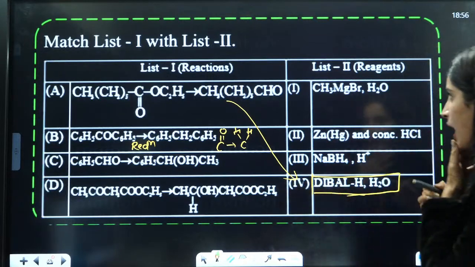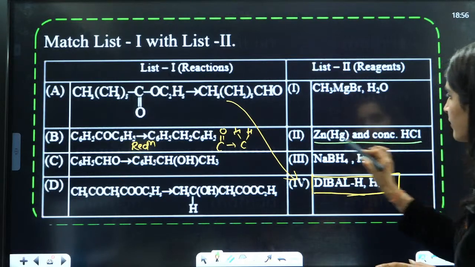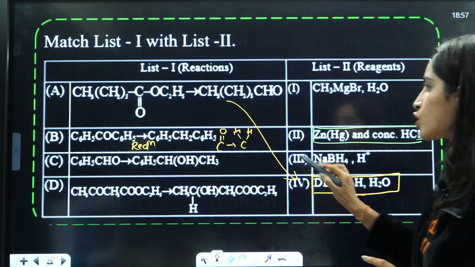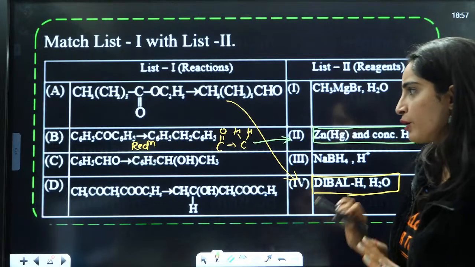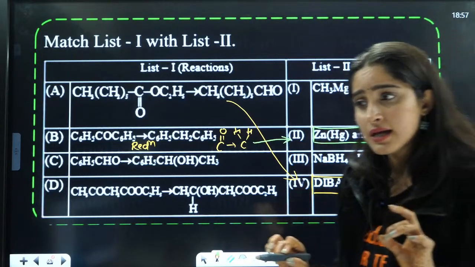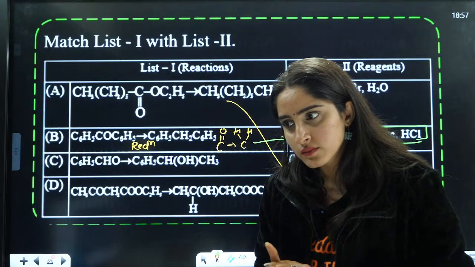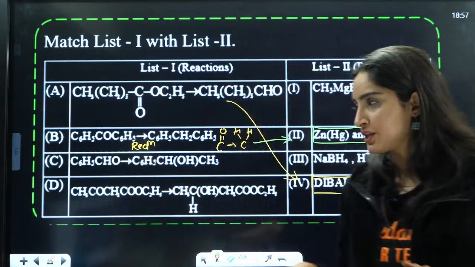So let us see what you have. Wolff-Kishner reduction you don't have in the options. You have Clemmensen reduction, that is zinc amalgam and concentrated HCl. So for B you will have 2. Third is ring substitution. Okay, after this question I'll teach that.